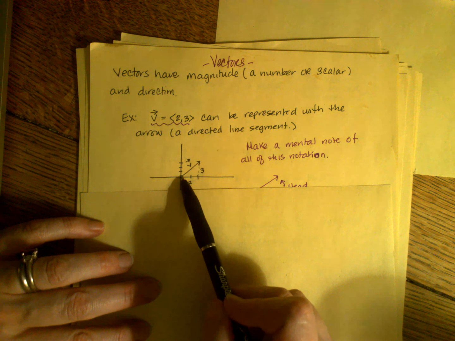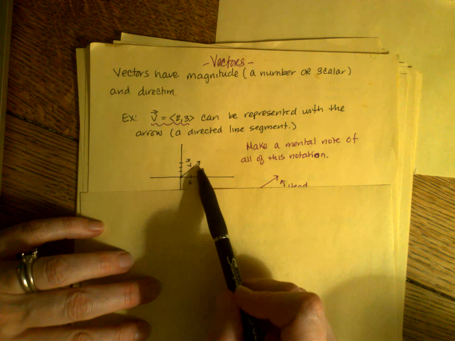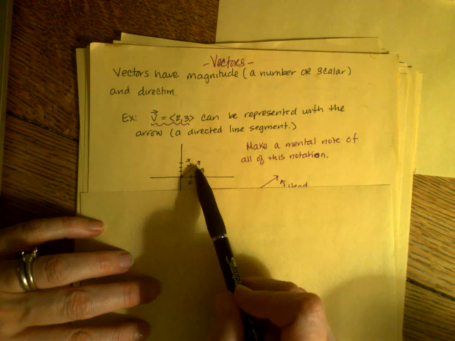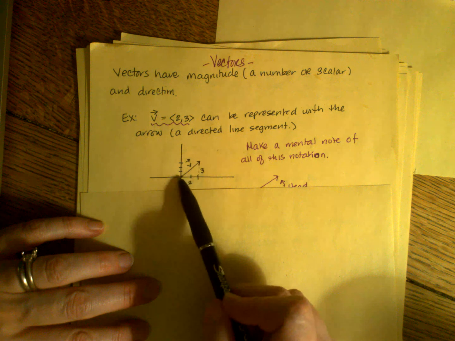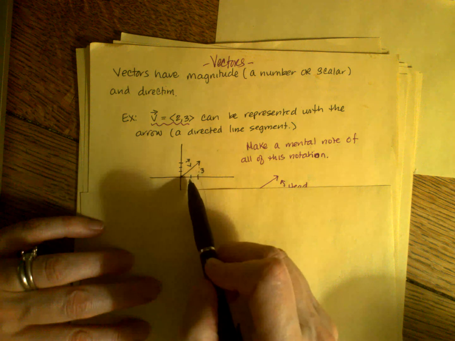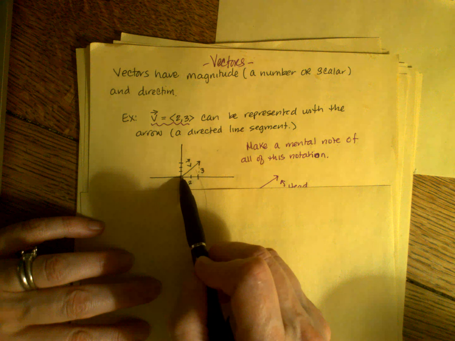And the tail of my vector is at the origin, and the head of the vector, that's where the arrow is, is at the point 2, 3. So the point 2, 3 is different than the vector 2, 3. The vector is the entire arrow. And this vector is in standard position because its tail is sitting at the origin.